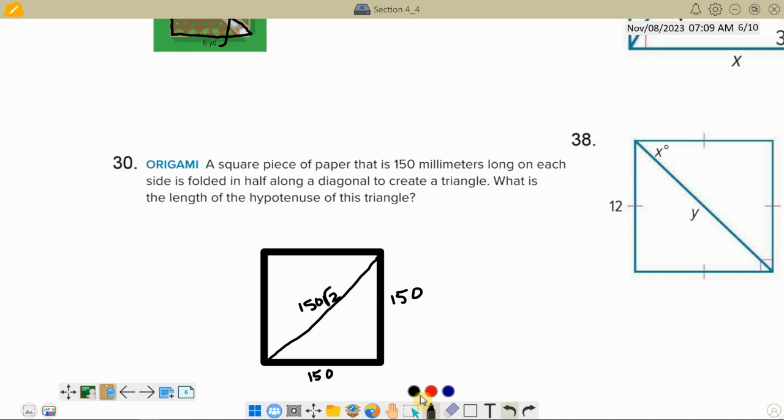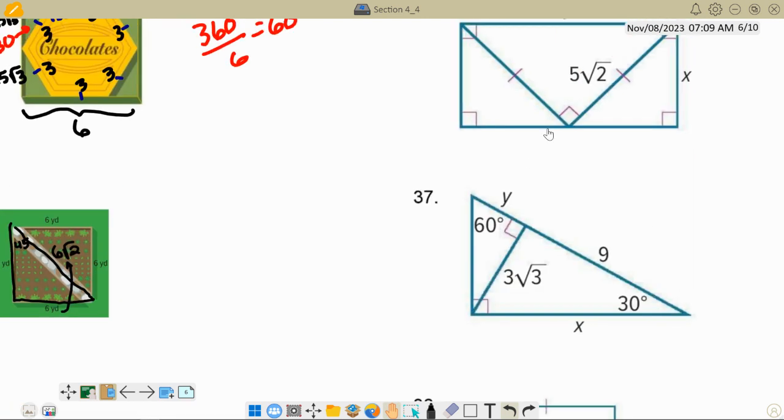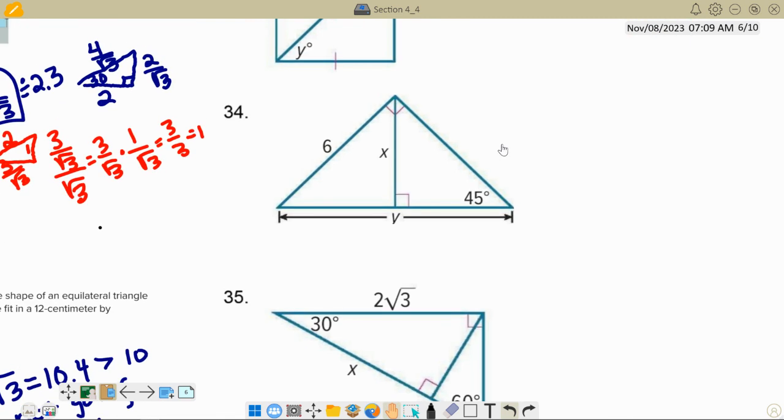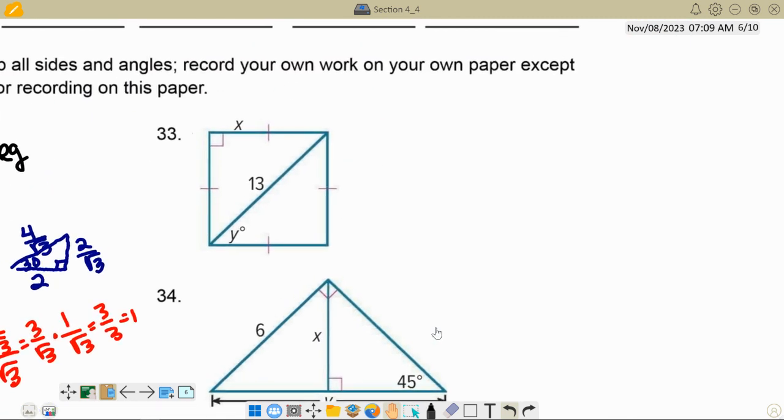All right, let's see here, number 33. All right, so same idea again, right? We got a square. So that means this is a 45, 45, 90 triangle. So y is 45 degrees. This time, though, if we're given the hypotenuse and we got to get back to the leg, we got to divide by the square root of 2.